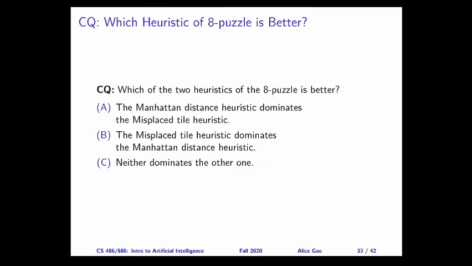Let's apply the idea of dominating heuristic to the two heuristics we derived for the 8 puzzle. The two heuristic functions are the Manhattan distance heuristic and the misplaced tile heuristic. Based on dominating heuristic, which one is better? Does one heuristic dominate the other, or neither dominates the other one? Pause the video and solve this yourself. Then keep watching for the answer.